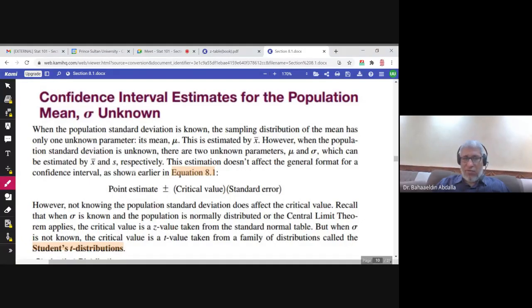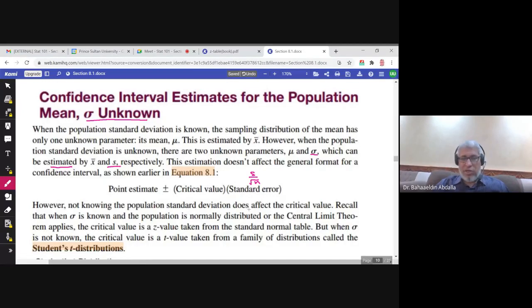Now, if sigma is unknown, then we can use S to estimate sigma. So the standard error would be in this case S over square root of n, because we don't have sigma. But that's not the only change.